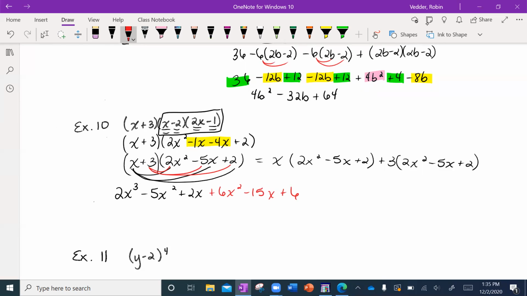I would finish it off by combining any like terms and writing it from highest degree all the way down to the lowest degree. Now you do need to combine all the like terms. You don't necessarily have it in order, although it's suggested, but please make sure that you combine all like terms. -5 plus 6 minus 5 is 1, x squared. 2 minus 15 is a -13x. And that would be our final answer.